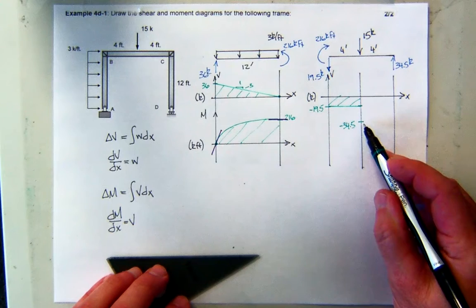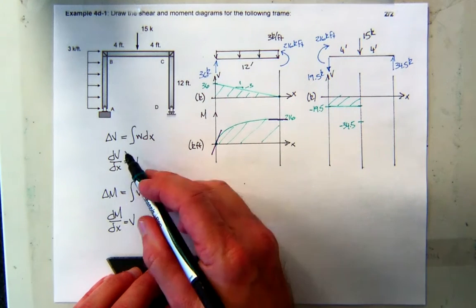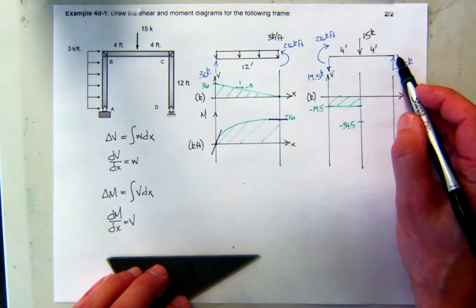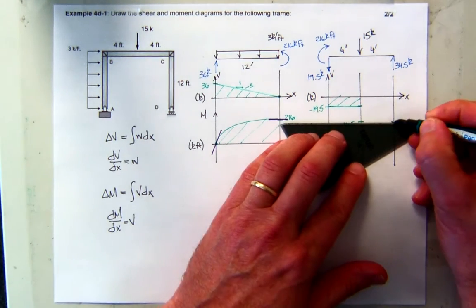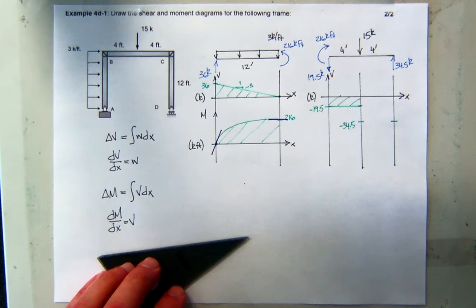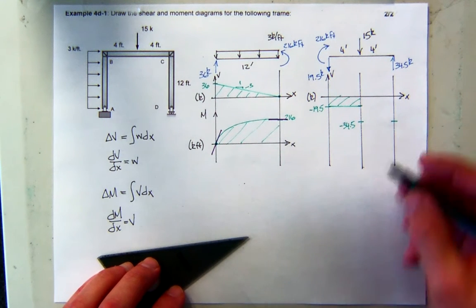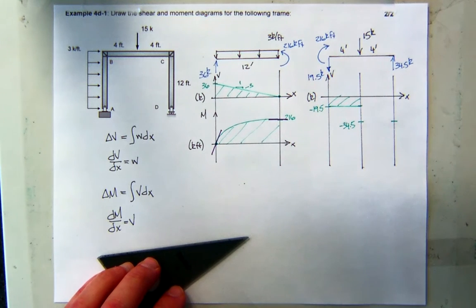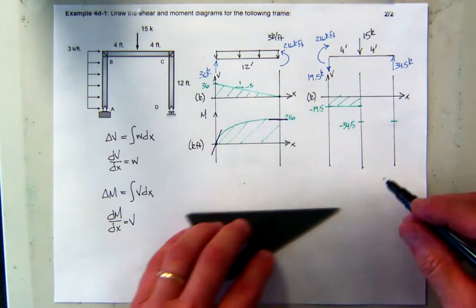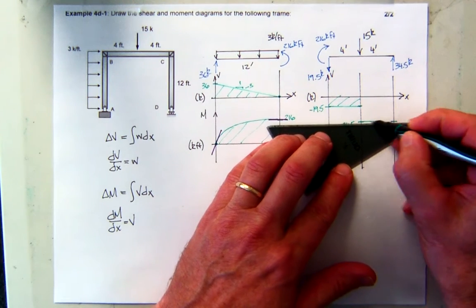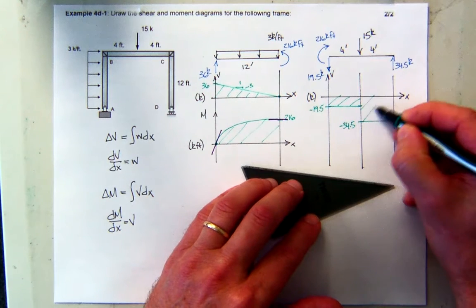The change in shear over the last 4 feet is given by the area in the load curve. Area in the load curve is 0. Mr. Frizzell, what is the shear force at C on section BC? Negative 34.5. Excellent. And the load is 0, so the slope is 0, and there you go.